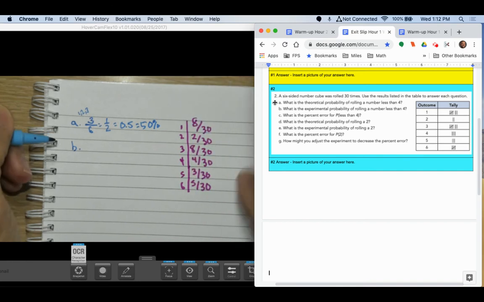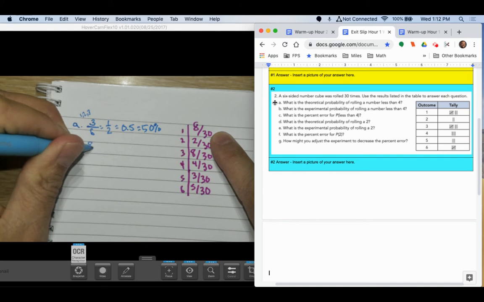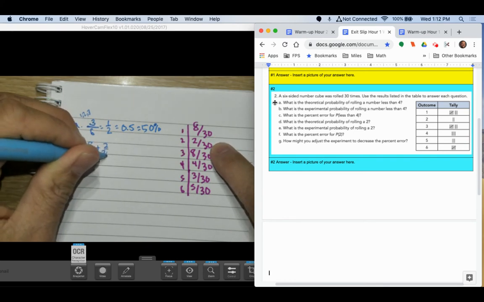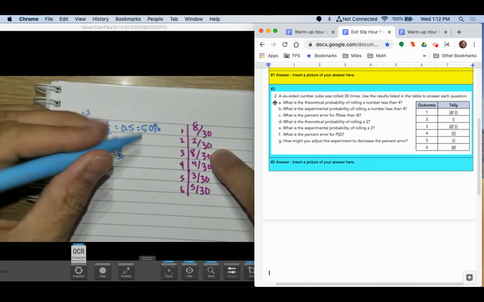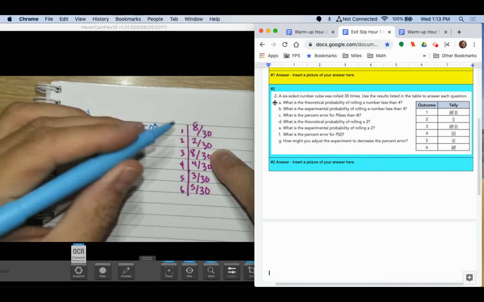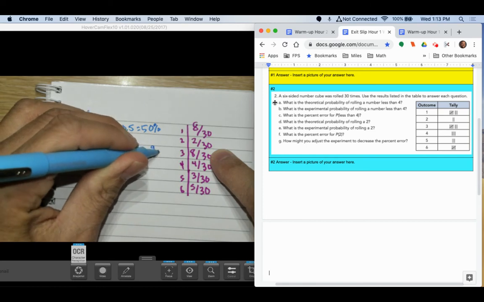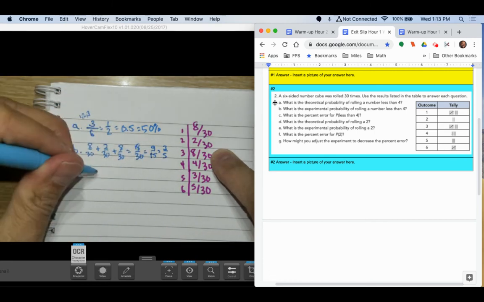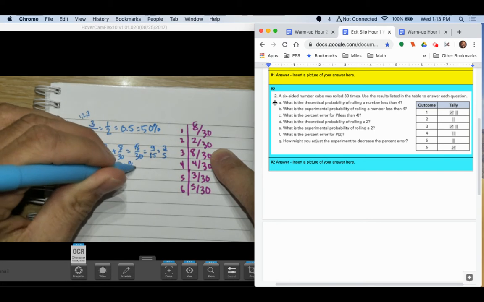B now says, what is the experimental probability? So now we're looking at the experiment, actually. If I look at this, we had 8 out of 30 for rolling a 1, 2 out of 30 for rolling a 2, and 8 out of 30 for rolling a 3. So we can add those up and we would get 18 out of 30, which I could rewrite as 9 over 15, but I can simplify that more, and I could write it as 3 over 5. 3 over 5 is the same as 6/10, which is the same as 60%. Okay?